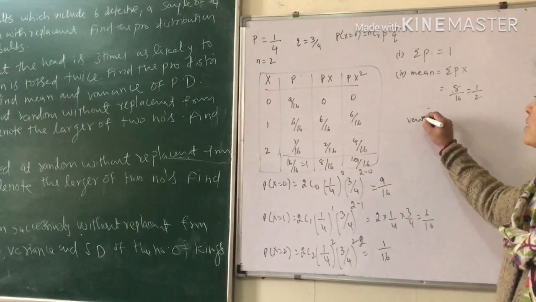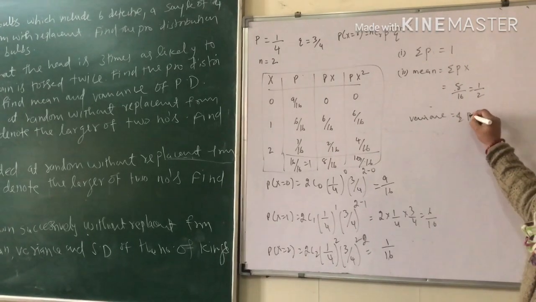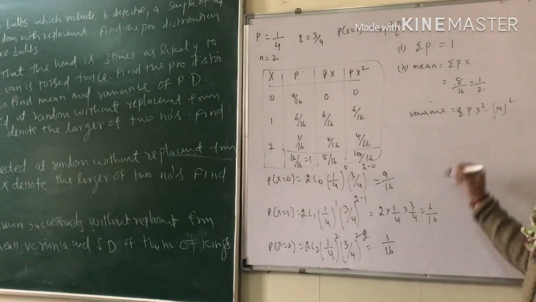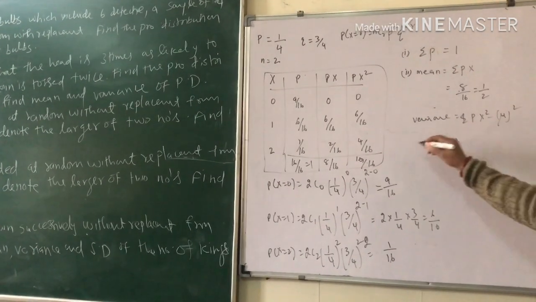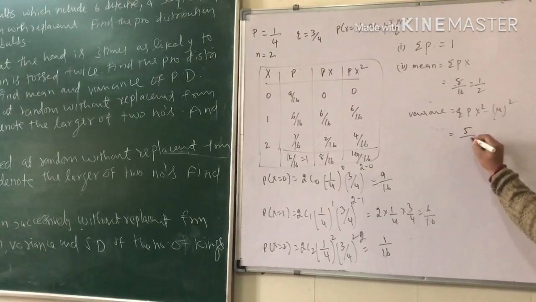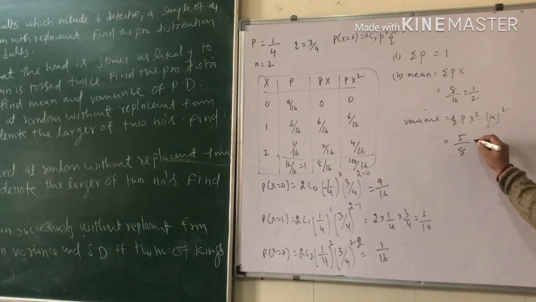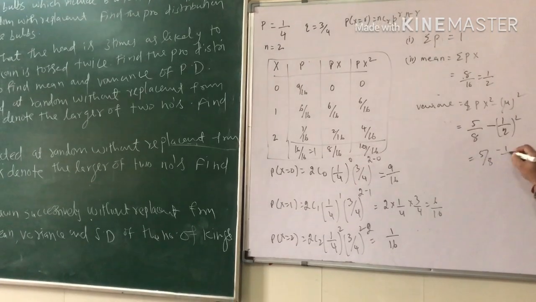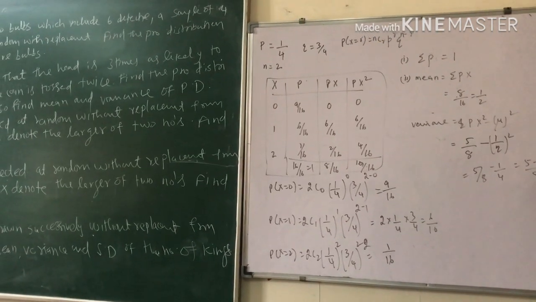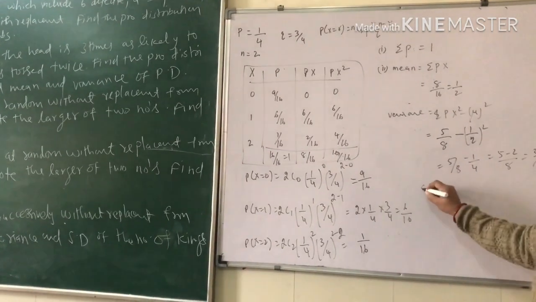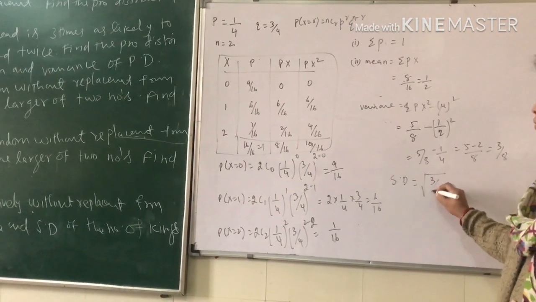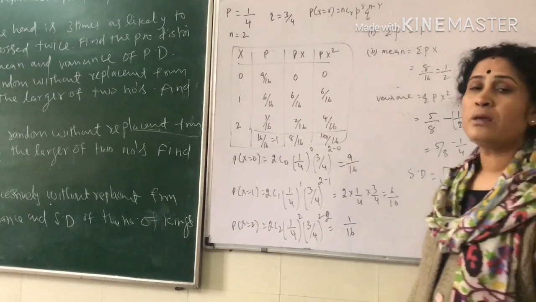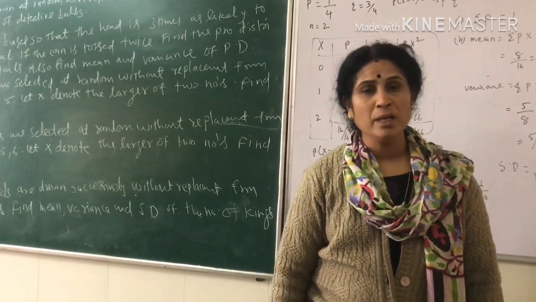Now variance, what is the formula? Summation px square minus mean square. Now that is equal to summation px square we have, that we can simplify, 5 out of 8, minus mean square, mean is 1 by 2, whole square, so that is equal to 5 by 8 minus 1 by 4, so that is equal to (5 minus 2) of 8, that is equal to 3 by 8. Now suppose if they ask standard deviation, under root of variance, that is equal to 3 out of 2 root 2. Are you clear? In this way you have to find mean, variance, standard deviation through this probability distribution.